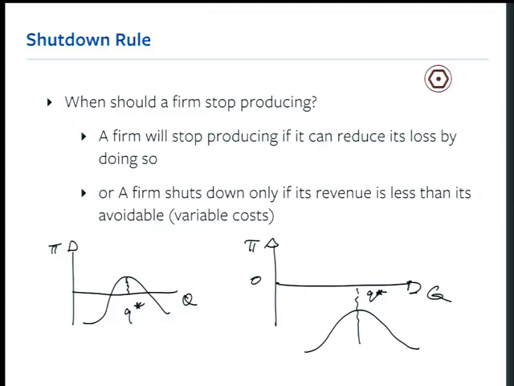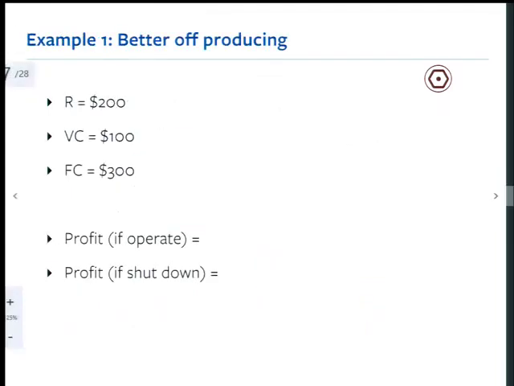So let's revisit this in a couple of different ways. The best way to revisit this is by doing an example. Let's look at a firm that is better off producing even though it's losing money. If this firm operates, I'm not even giving you the output level here. R is total revenue if it operates. Variable costs are $100 if it operates, and fixed costs are $300. So its profits are total revenue if it operates, $200, minus its total costs of production, which are fixed costs plus $100 of variable costs. So 200 minus 400 is minus 200.